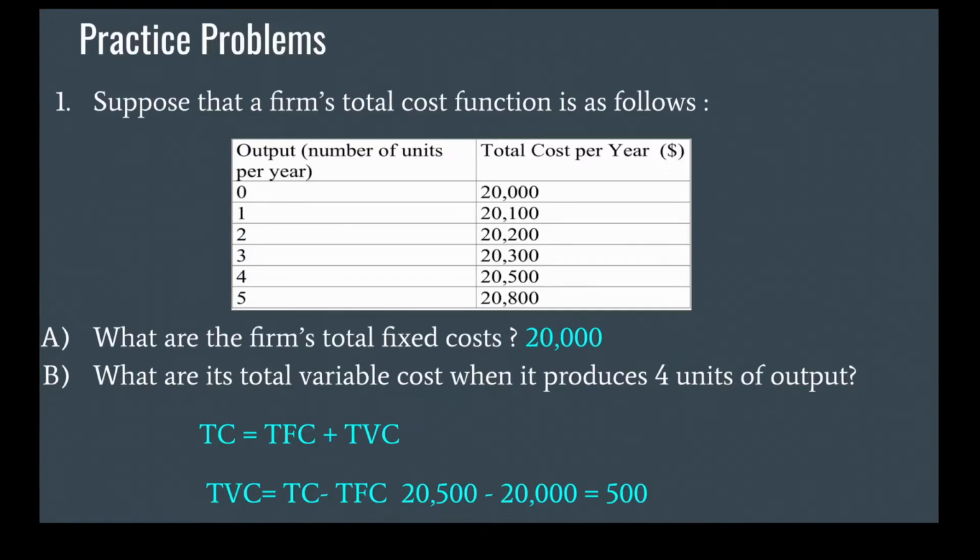Second one is what is its total variable cost when it produces 4 units of output. The total cost is TFC plus TVC. So therefore, to find TVC, we have to take total cost minus total fixed cost. So it is 20,500 minus 20,000, which is 500.